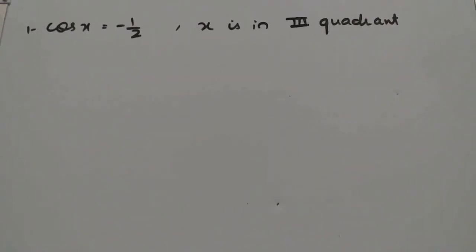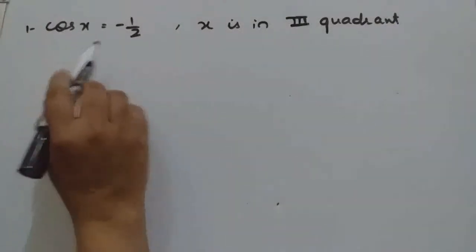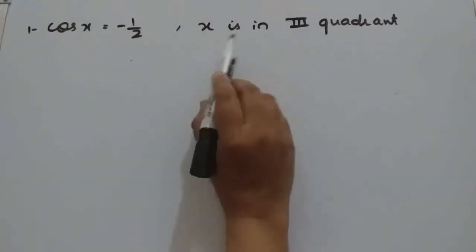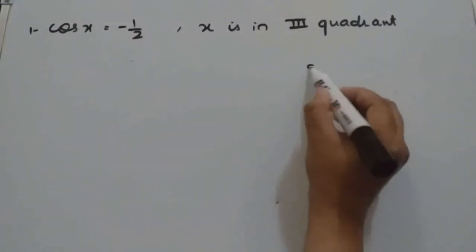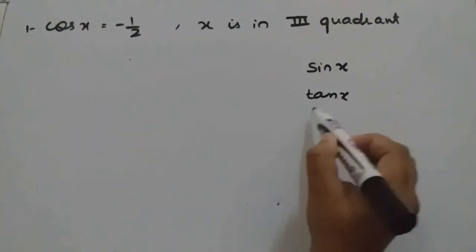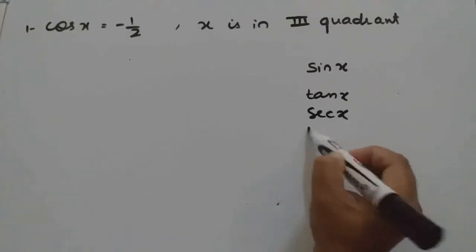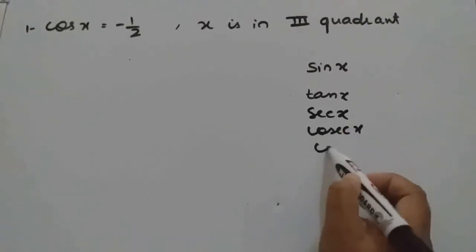Question number 1: find all the other trigonometric ratios if cos x is given as minus 1 by 2, and x is in the third quadrant. Since we know cos x is already given, if we find sin x, we can find tan, sec, cosec and cot, because all are dependent on sin and cos.